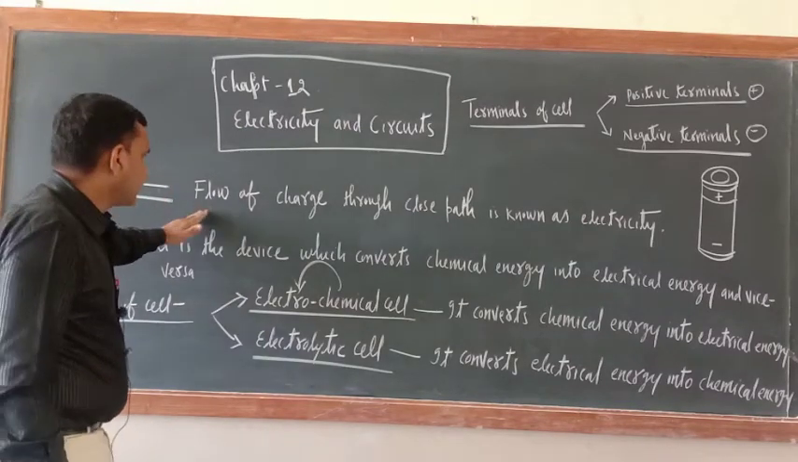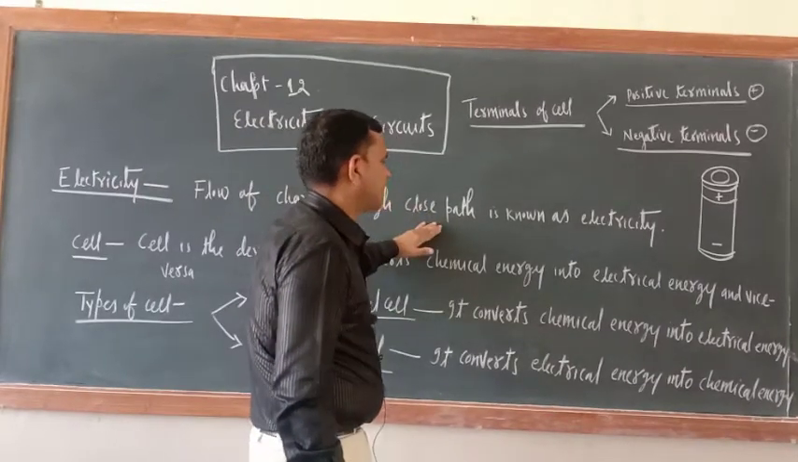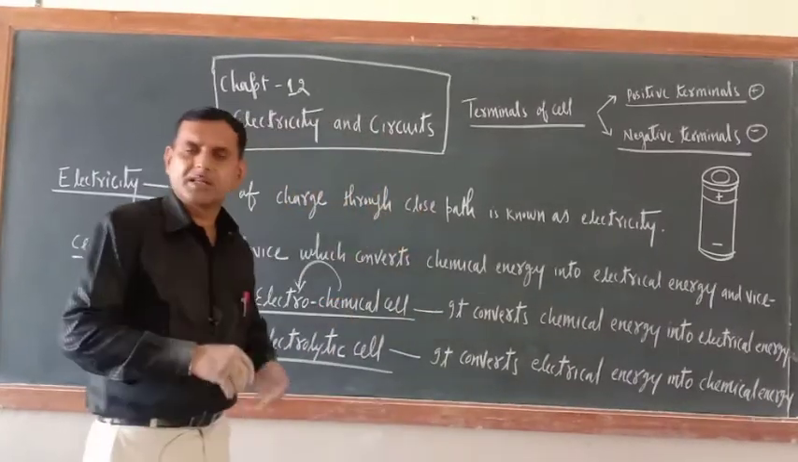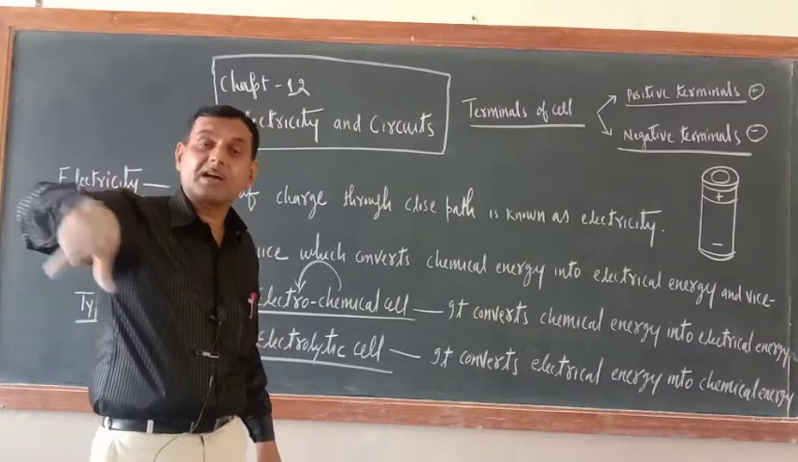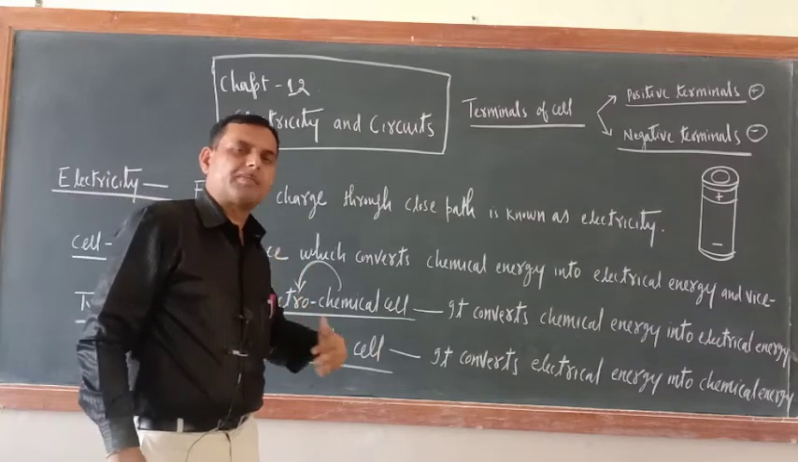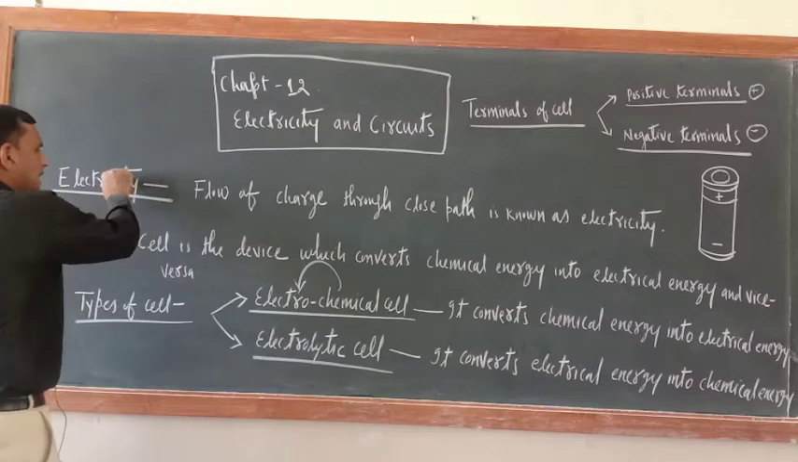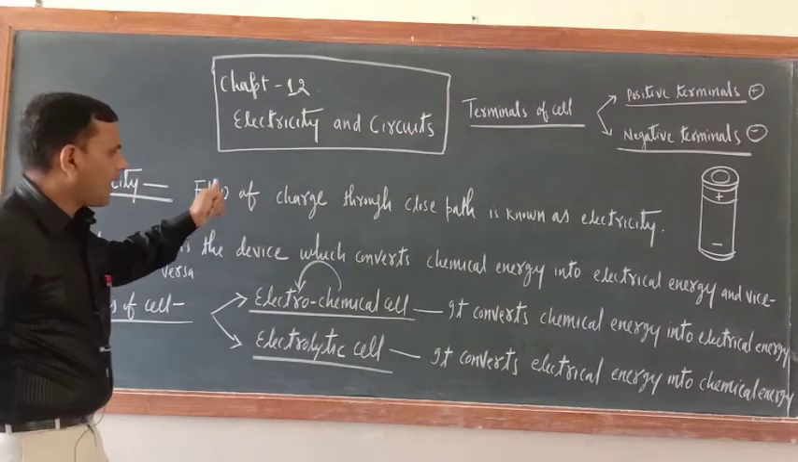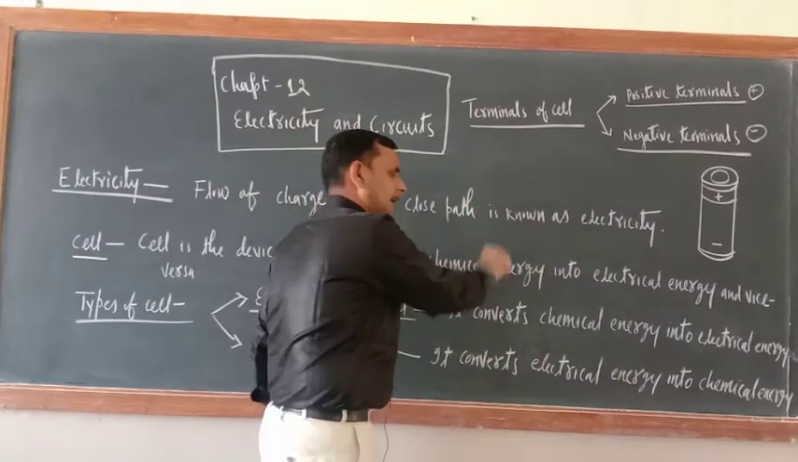So actually, what is electricity? Electricity is nothing but a flow of charge through a closed path. A closed path is the network of wires. That is the closed path, and one type of energy is flowing through it. That type of energy is known as electricity. So the flow of charge through a closed path is known as electricity.